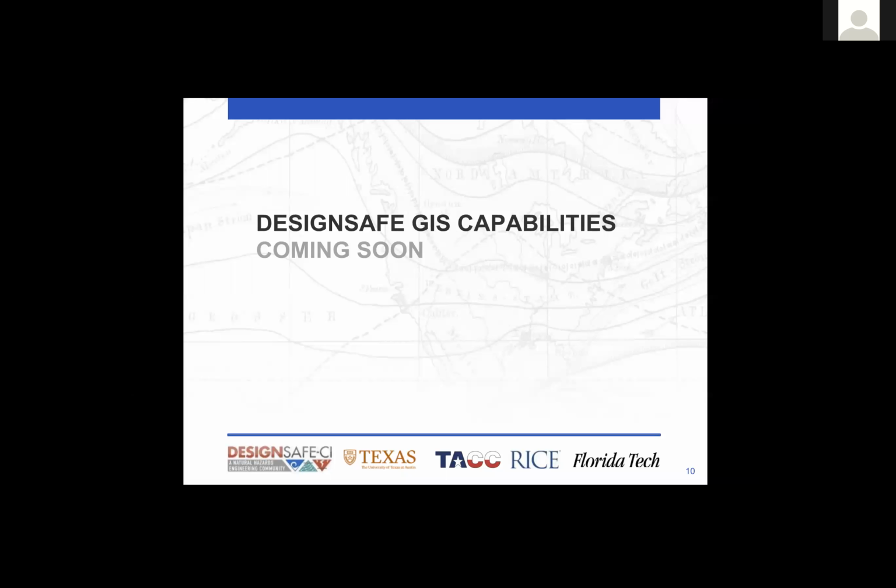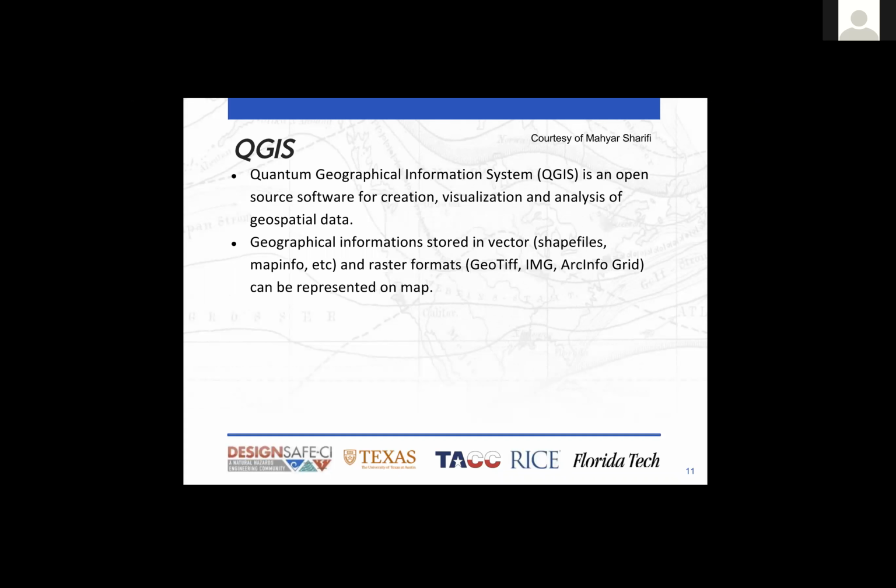All right. Finally, I want to talk about some of the GIS capability applications that are coming soon to DesignSafe. One of those apps is QGIS, or the Quantum Geographical Information Systems. This is open source software. It's used for creating and visualizing the analysis of geospatial data. It stores data in vectors and in the raster format, so it's going to have a little bit more utilization and a little bit more options.